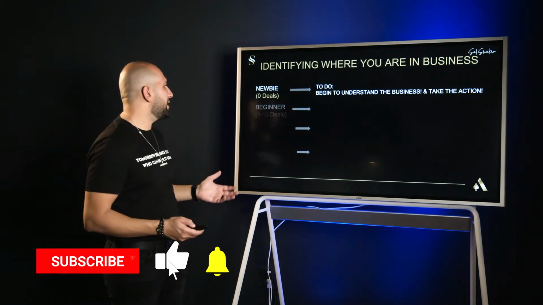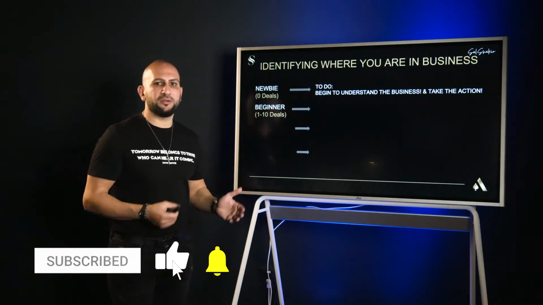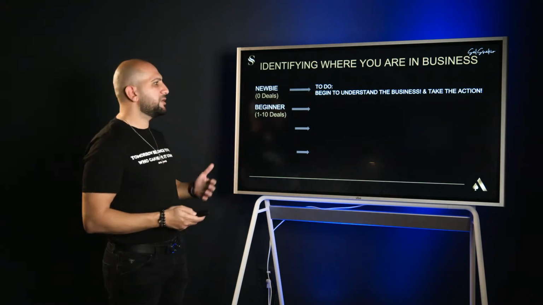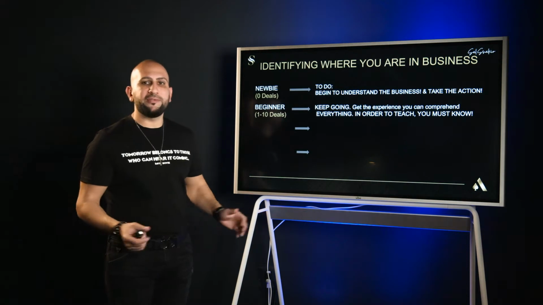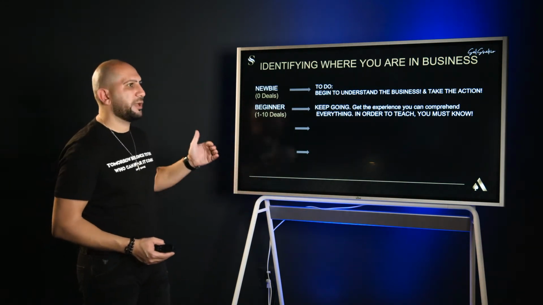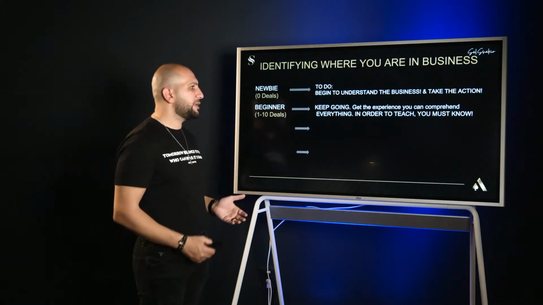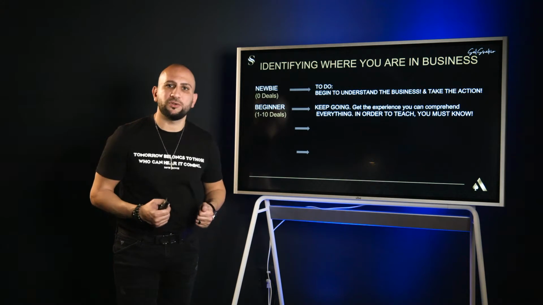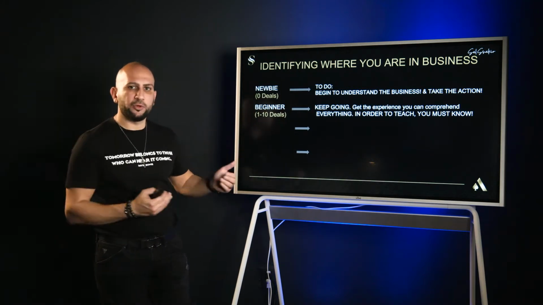The second one is the beginner phase, so 1 to 10 deals. Really, you're not a newbie because you've done deals, but you're in the beginning phases. So keep going. Obviously, it's working out for you. You need to understand everything in the business now and expand on that. So get the experience you can comprehend, and everything. In order to teach, you must know. So get all the experience that you need for your own organization.